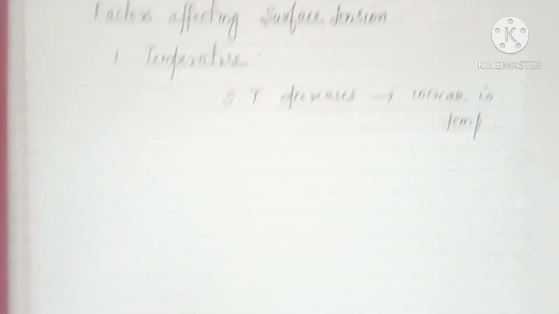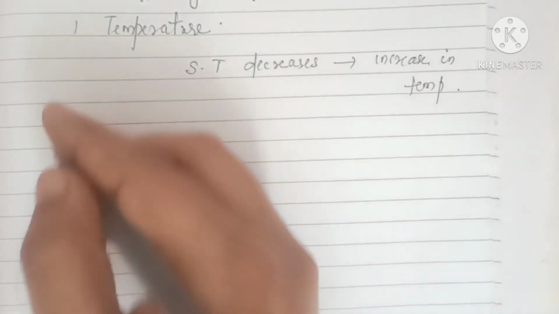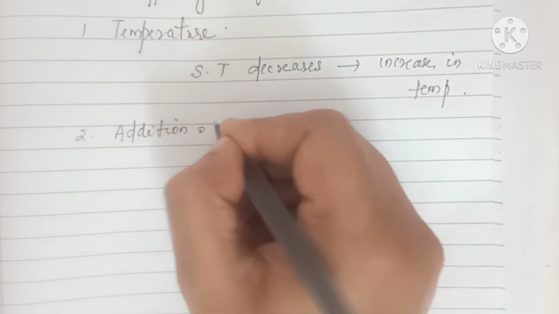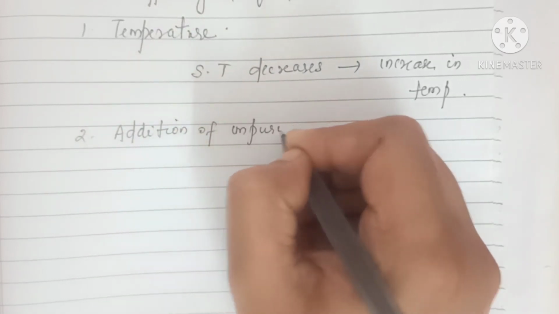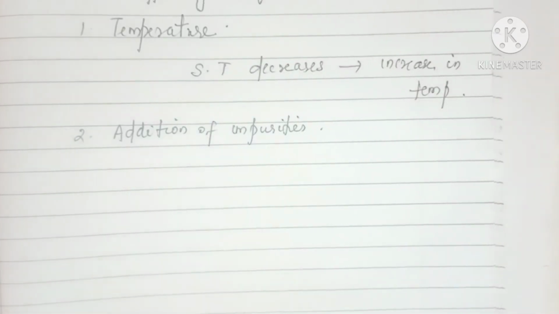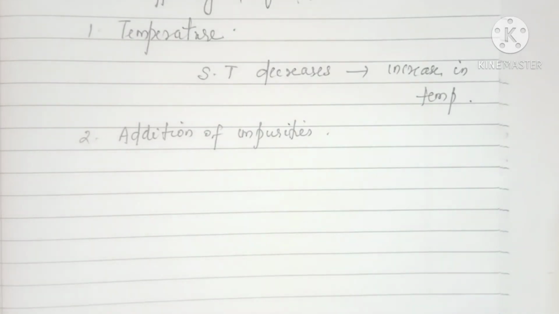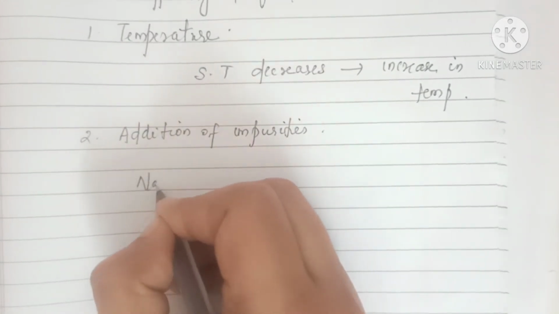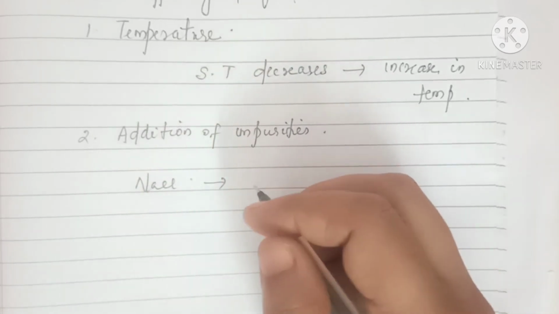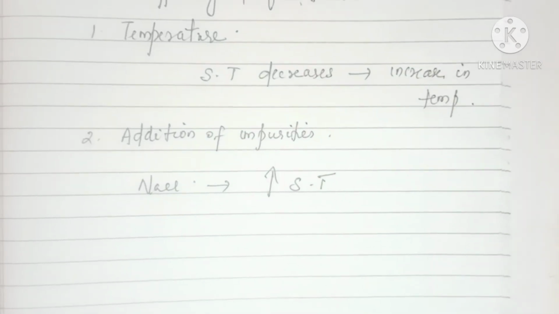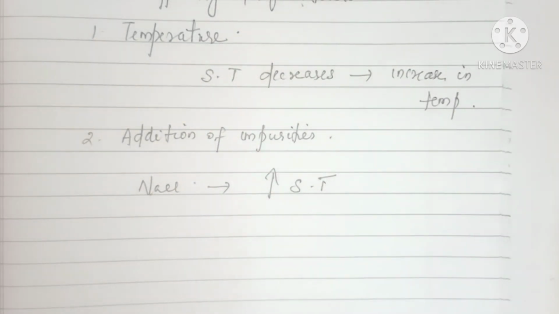Okay. Now the second factor affecting surface tension is addition of impurities. That means the surface tension of liquids changes appreciably with addition of impurities. For example, a highly soluble substance like sodium chloride will increase the surface tension. Surface tension of water can be increased by adding sodium chloride.